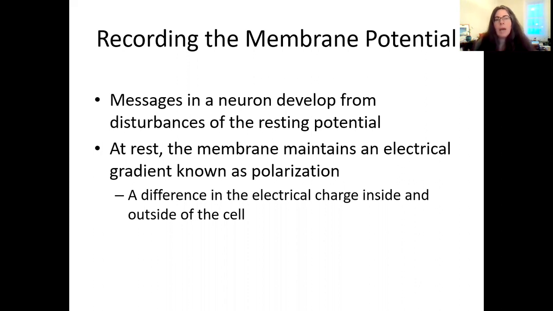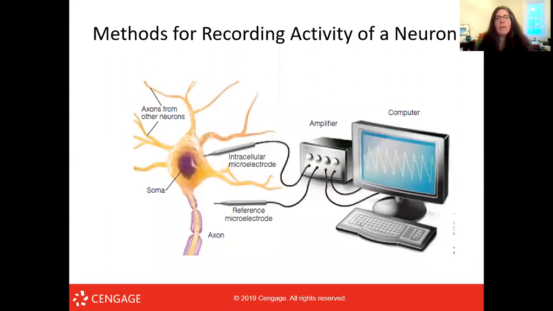When a neuron is at rest, the membrane, the fatty proteins that surround the cell maintain an electrical gradient known as polarization. And so there's a difference in charge inside and outside of the cell. And the inside of a cell is more negative compared to the outside of a cell. The resting potential is negative 70 millivolts. Again, that's describing polarization, the difference in charge from the inside and the outside of the cell.